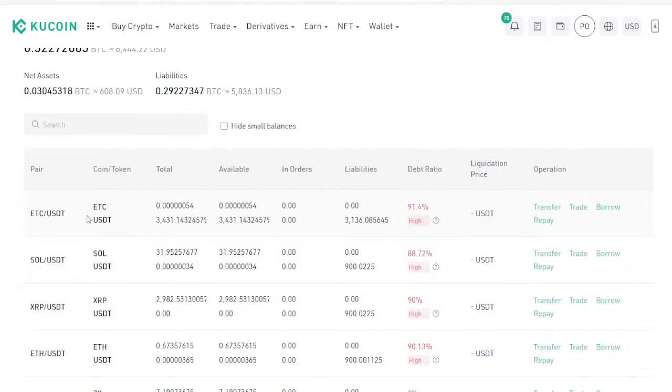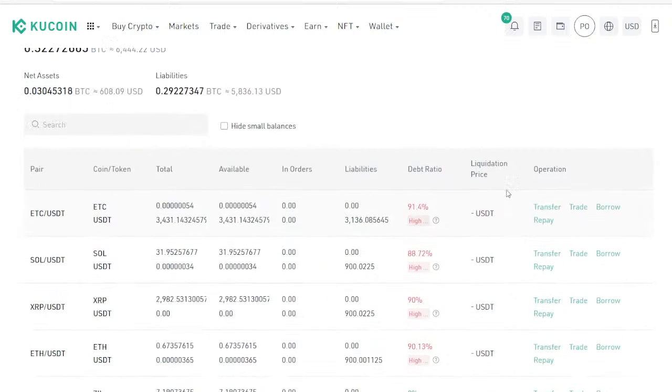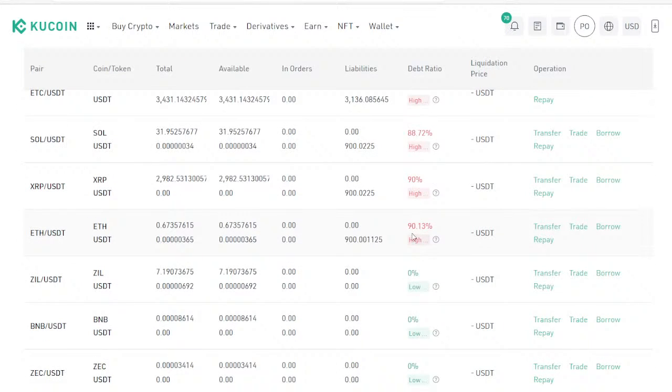Now, as you can see here, we have Ethereum and we have purchased. Our debt ratio is 90%, meaning that we have a stop where we would be in a bad position if this actually went to 97%, which means you'd be liquidated. So we want to make sure that we protect ourselves with a nice stop market to save the money.